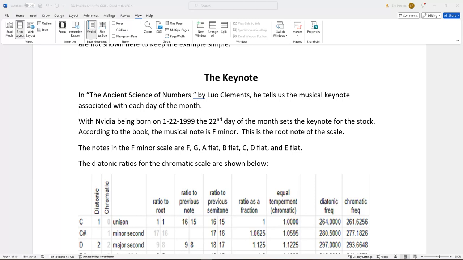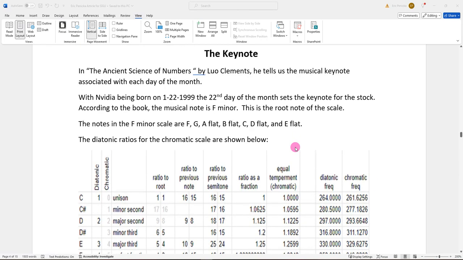I think you can get it at archive.org. Anyway, he gives a keynote associated with each day of the month. So with Nvidia being born on 1/22, the 22nd day of the month sets the keynote. And according to the book, the keynote is F minor, and that's the root note of the scale. So we're going to get the notes for F minor scale. Those notes are F, G, A flat, B flat, C, D flat, and E flat.